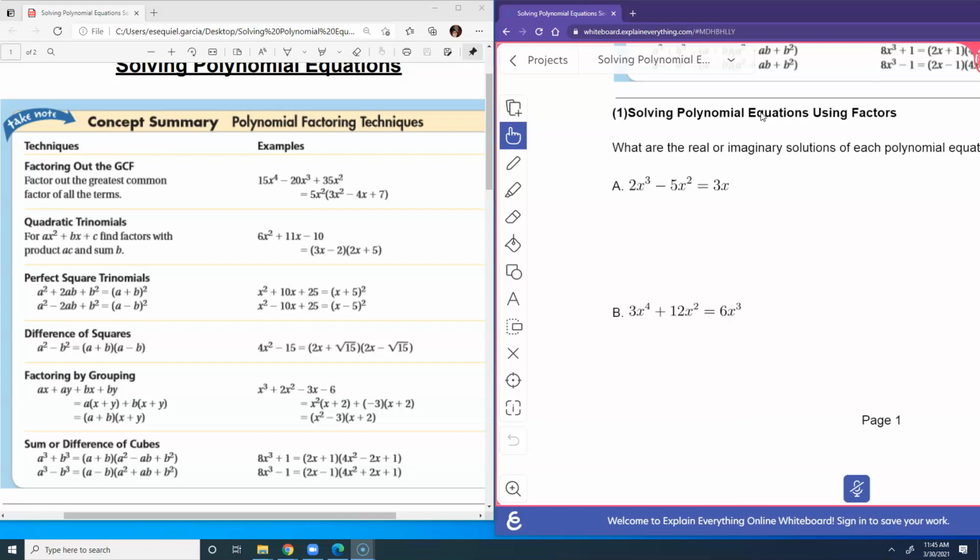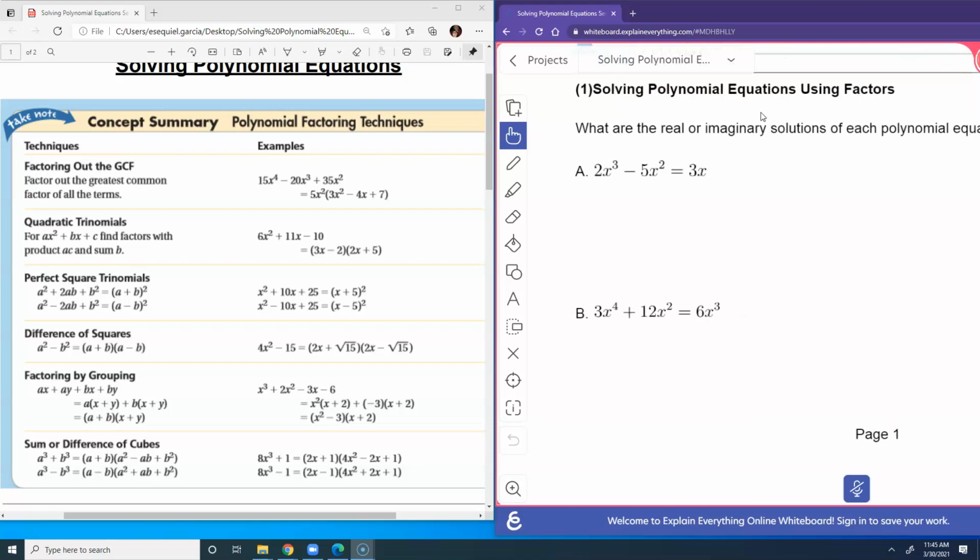We're going to go ahead and start with example A. We have 2x cubed minus 5x squared equals 3x. So we're going to move the 3x to the left side. So we have 2x cubed minus 5x squared minus 3x equals 0. The only thing that we can factor is the x. So we have x times 2x squared minus 5x minus 3 equals 0.